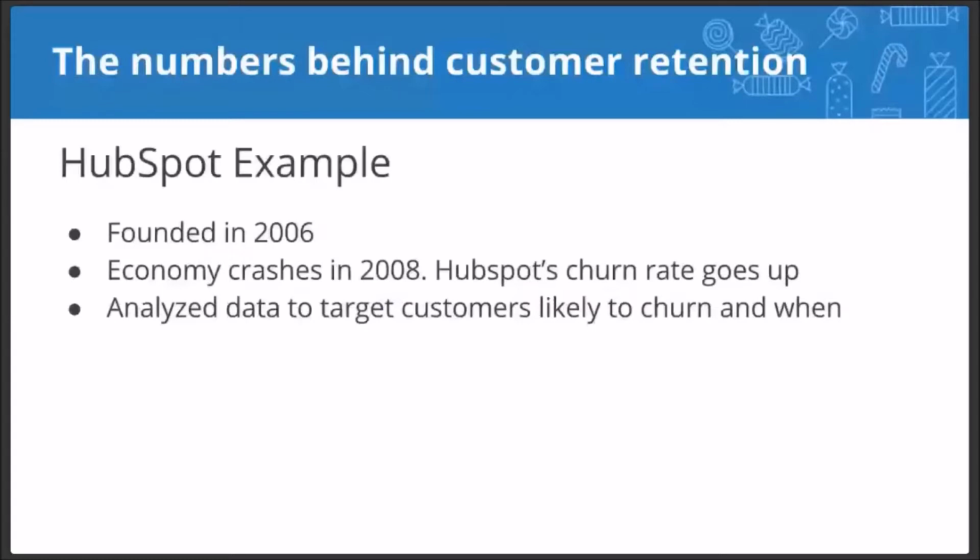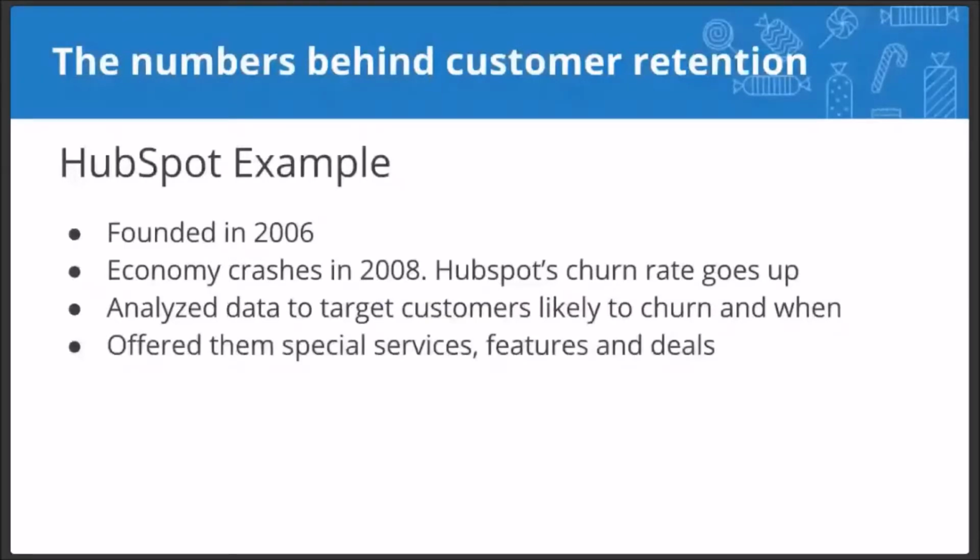What they did is analyze data to target customers that were likely to churn, and they identified when they were likely to churn. So before they were going to cancel their HubSpot account, based on the data that they gathered, they were able to track these customers that were still with HubSpot and reach out to them.